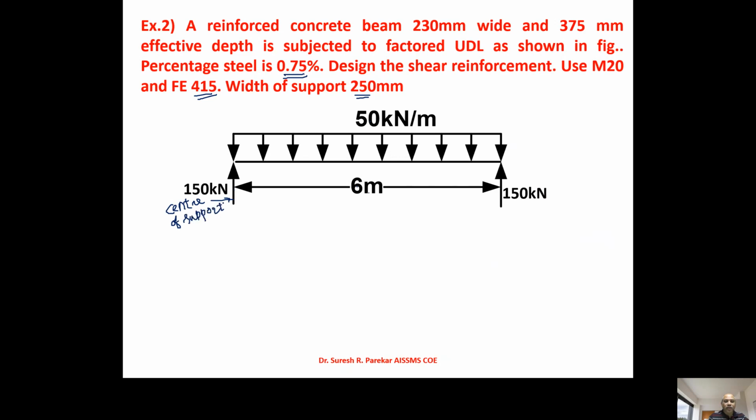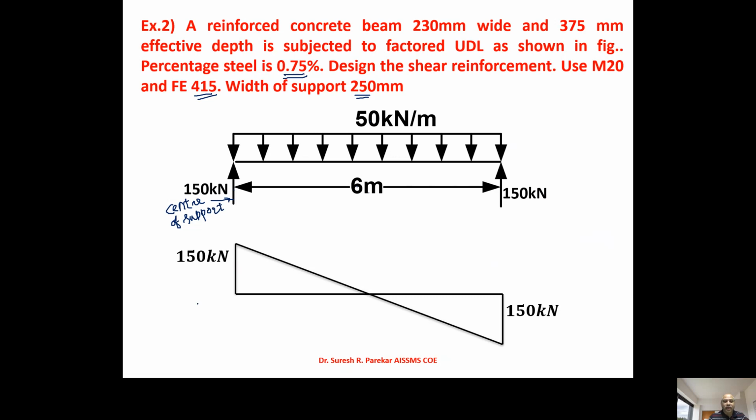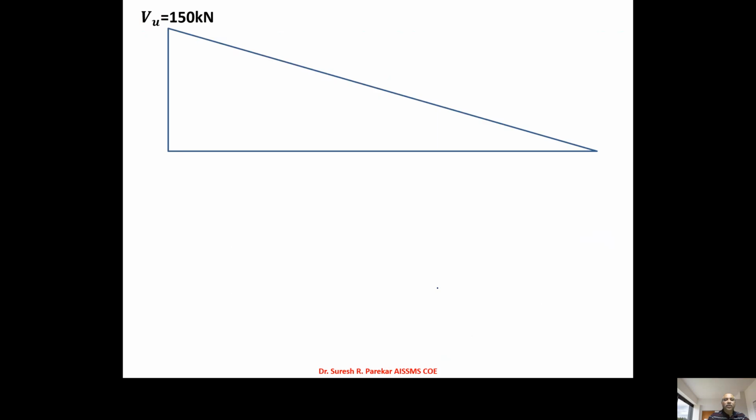So now we will switch over to the shear force diagram. We have 150 at one end, at center, and 150 at the other end. So now Vu we have is 150 kilonewton. Now we are interested to calculate the value of Vud. How will we get the value of Vud?